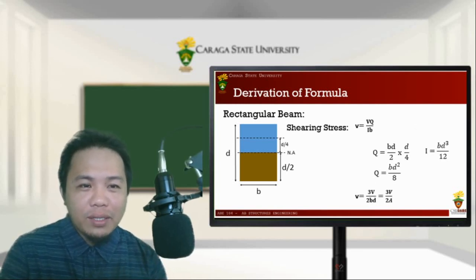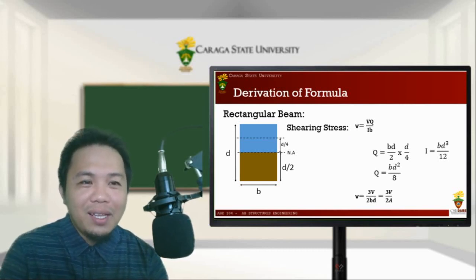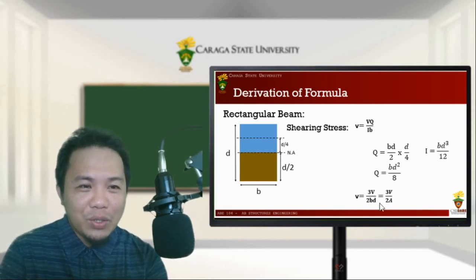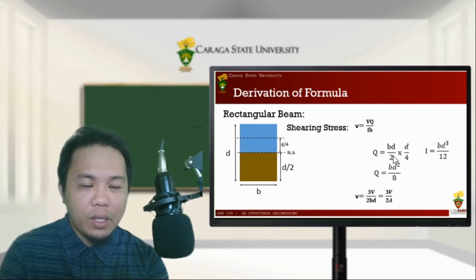So for shearing stress, this is the formula. Fv is equal to VQ over Ib, in which V is the shear force. Then Q is the first moment of area. Let me show you how to calculate this Q. If you have this cross section here, then this is the neutral axis. If we consider this part here, this b1, the area for this part is bd over 2, because the total area is b times d, so if you divide it by 2, that's the area for this part.